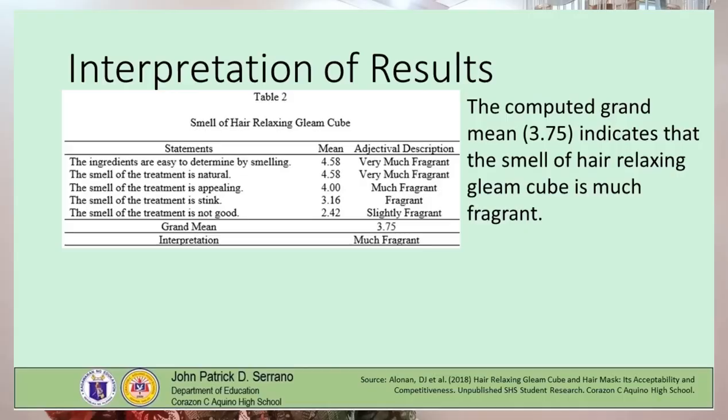Interpretation of results. The computed grand mean, 3.75, indicates that the smell of hair-relaxing Glim Cube is much fragrant. That much fragrant interpretation there is based on the point scale interval that we have studied earlier. And it ends there.